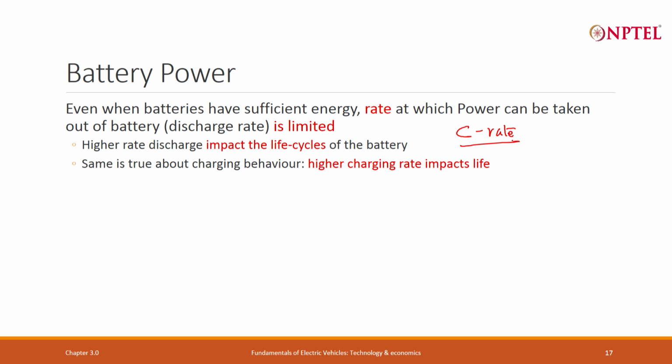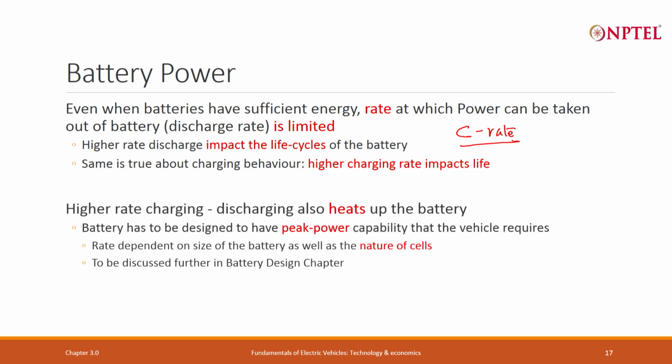Higher C rate impacts the life cycle of the battery, either for charging or discharging. So, you limit what C rate you can use if you want life to be predictable. Higher rate charging and discharging also heats up the battery. We will later on see that these batteries have an internal resistance, and whatever current you are putting in, I square R, where R is the internal resistance, will be dissipated as heat, either during charging as well as during discharging.